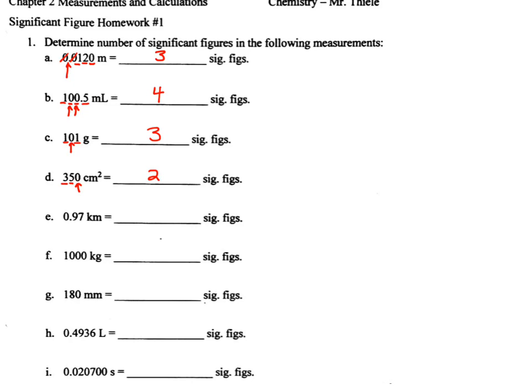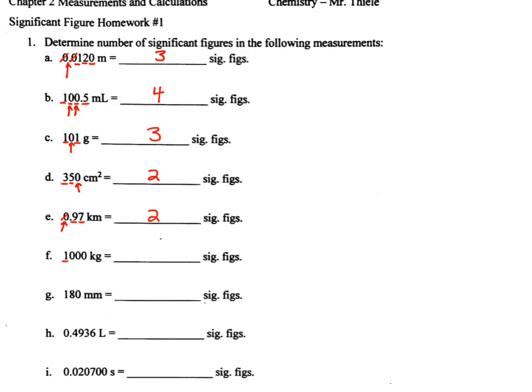Next we have 0.97 kilometers. Remember, zeros at the beginning of a number before all non-zero digits are insignificant, so that is not a significant digit, but all non-zero digits are significant, and so that includes both the 9 and the 7, so we have 2 significant figures.